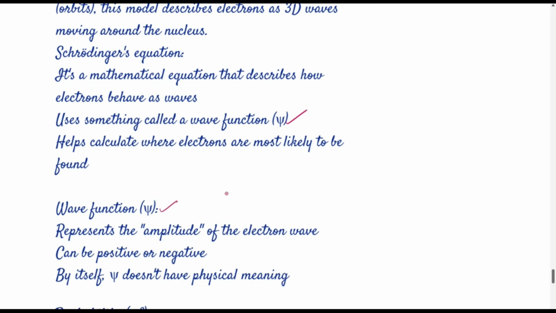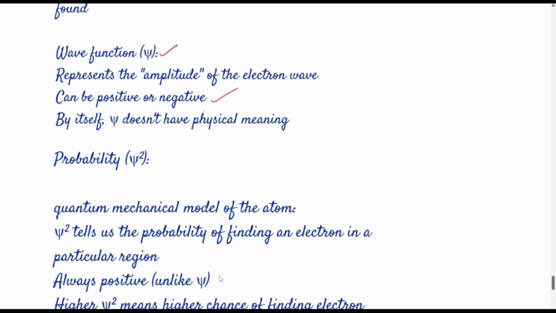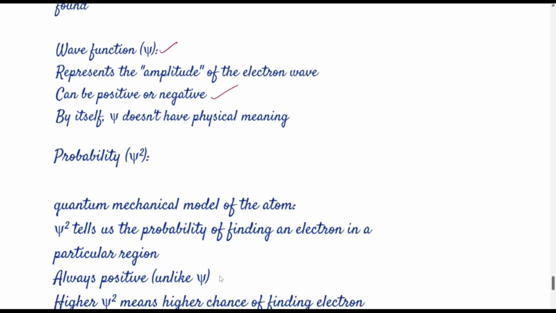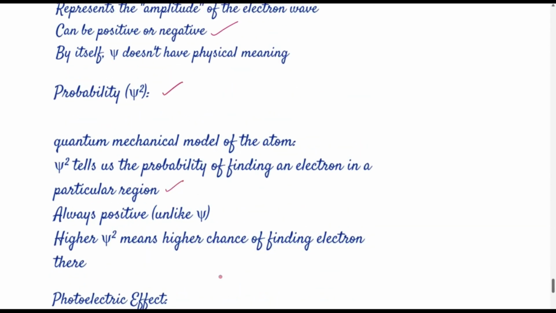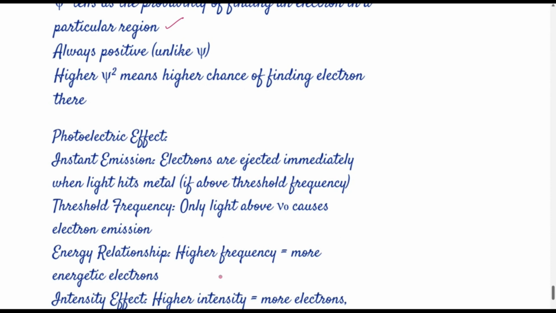The psi represents the amplitude of the electron wave. It can be positive or negative. By itself, psi does not have any physical meaning. It's just an amplitude for a crest and trough, right? And psi square represents the probability of finding an electron in a particular region. It is always positive. Please note that psi can be positive or negative, but psi square is always positive.